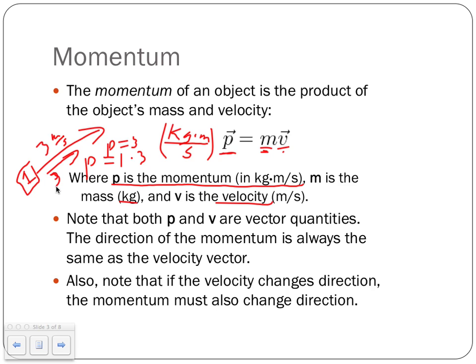Also note that if the velocity changes direction, the momentum must also change direction. So if we had an object that was traveling in a path like this, its velocity is changing because its direction is changing, even though the magnitude is not changing. It may be traveling the same speed the whole way around, but the momentum would change along with it. And so that is something to keep in mind whenever you work out momentum problems like this.